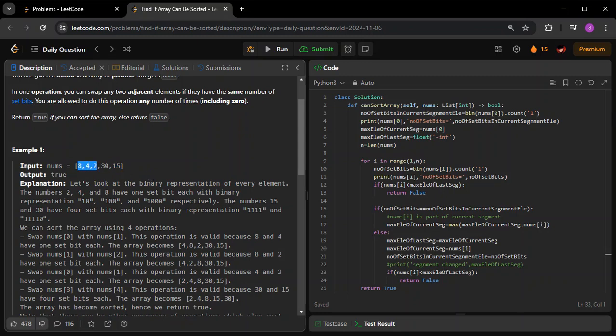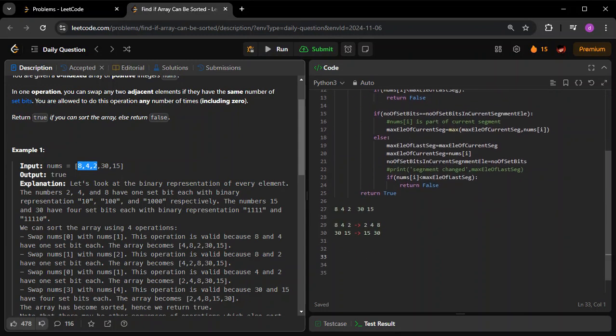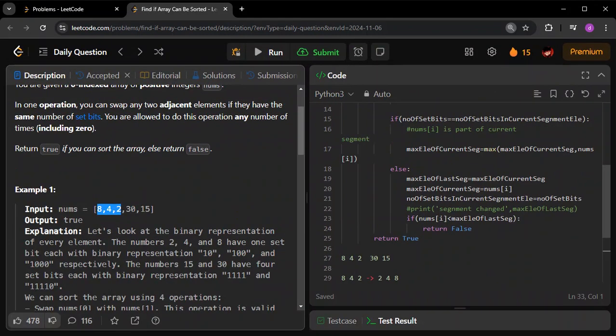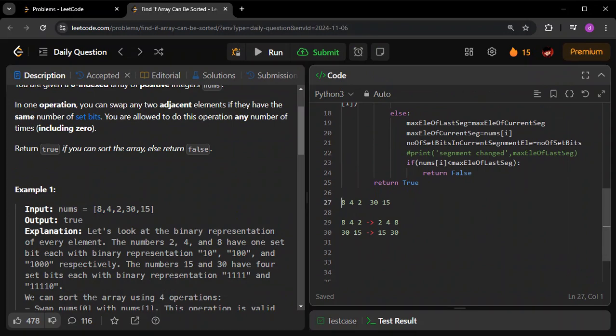I have made this, so let me zoom in and show you the tracing for example one. This is the array given to us. We got to know that 8, 4, and 2 have the same number of set bits, so they form a group, and 30 and 15 have the same number of set bits, so they form a group. So what will happen is, inside each group only I can do the swapping. I hope you're understanding.